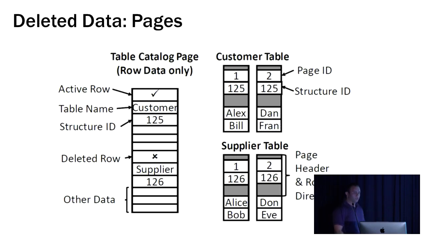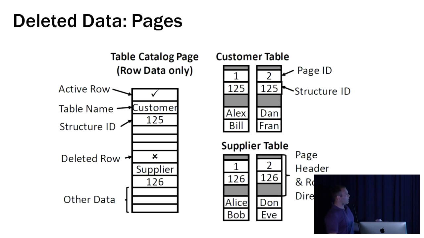Deleted pages, again, can be created by dropping a table or rebuilding a table. When you delete a table, it's not actually marked within the pages. What you need to do is go back and look at the system tables. There's one system table that keeps a catalog of all of the structures and their corresponding structure IDs.